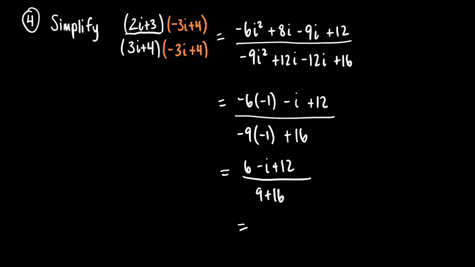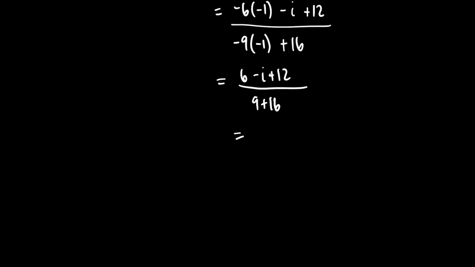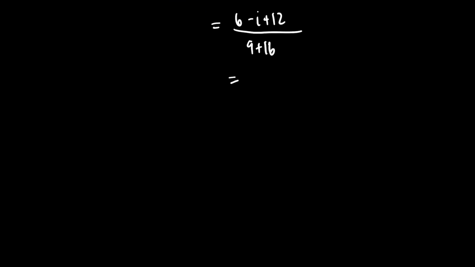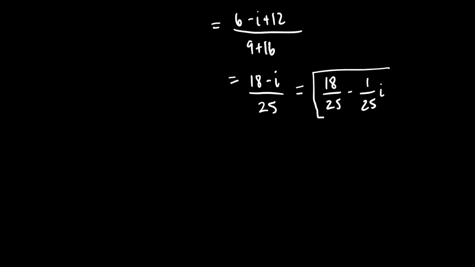So what is this? This is 18 minus i over 25, which is really just 18 over 25 minus 1 over 25 i. So that would be your final answer for this one.